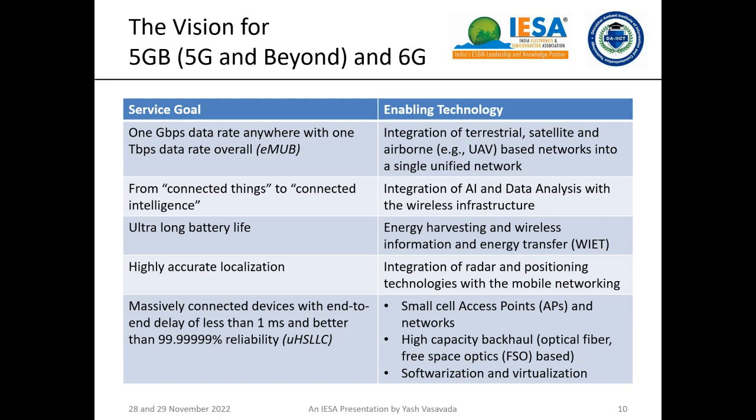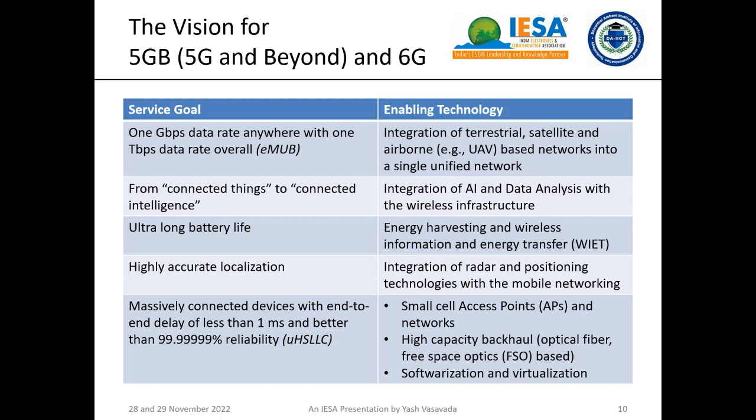Okay, so the EMUB feature, enhanced mobile ultra broadband, the goal is to provide maybe as much as 1 gigabit per second data rate anywhere. And then overall network level connectivity would be on the order of a terabit per second. And there, the technology vision is that the current networks, for example, terrestrial networks, satellite networks, airborne networks, what are known as HAPS, high altitude platform-based networks, which include drones and unmanned aerial vehicles, all will be integrated into a unified whole, right?